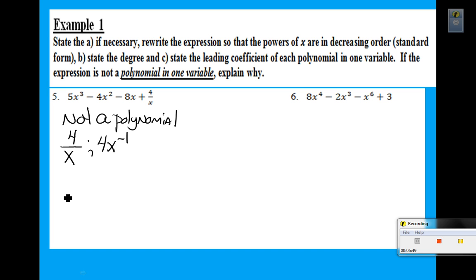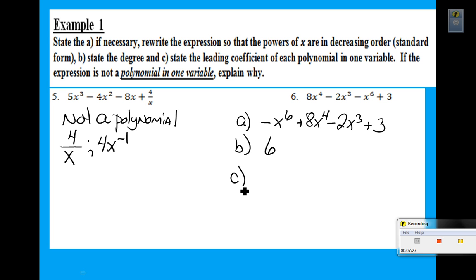And then here's my number 6. Let me put this thing in order. It is a polynomial because I see a 4, a 3, a 6, and an x to the 0, technically. So this becomes negative x to the 6th plus 8x to the 4th minus, whoops, let me start over again. Negative x to the 6th plus 8x to the 4th minus 2x cubed. There we go, I was right. Plus 3. The degree of this thing is a 6. The leading coefficient, negative 1. So that's all there is to classifying polynomials.